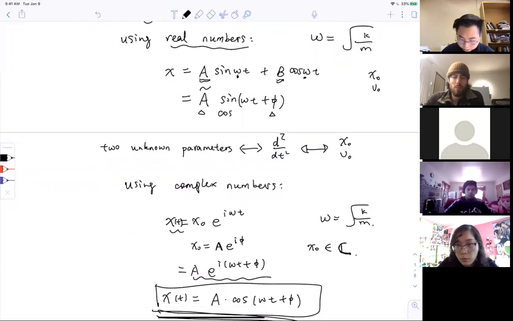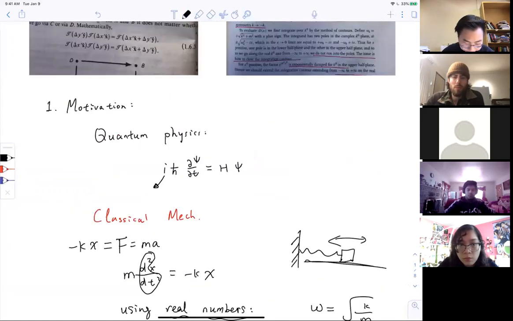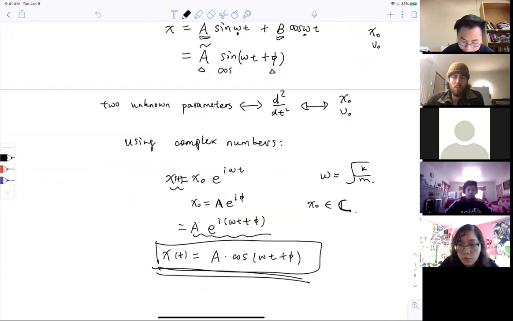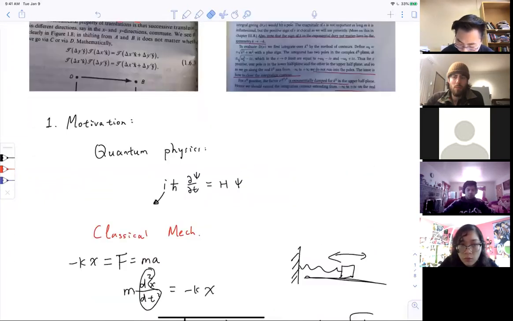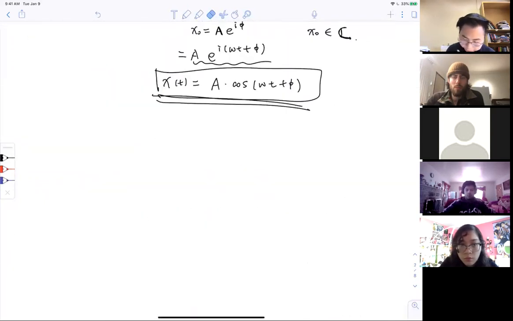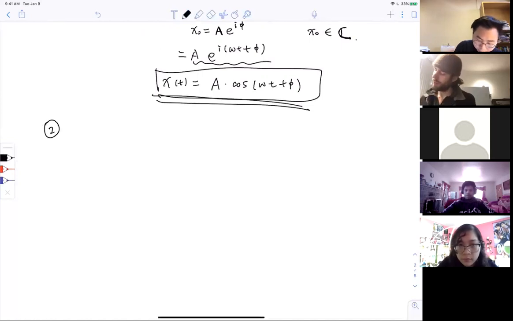So, okay, this is just a motivation: why complex numbers are important for physics, at least. Then I'll go through some important points you need to know about complex numbers. The first one is about the two different forms.